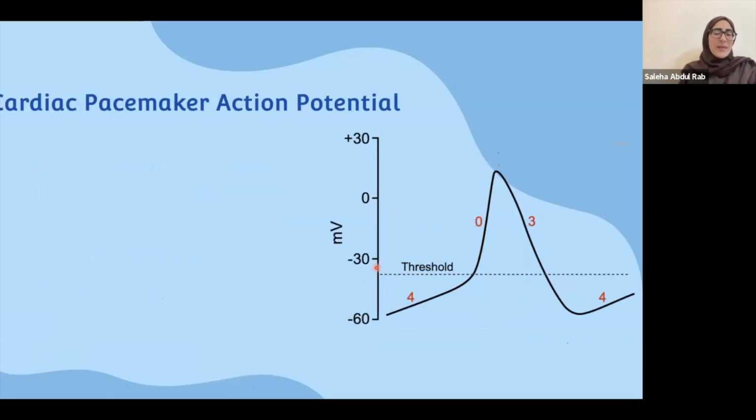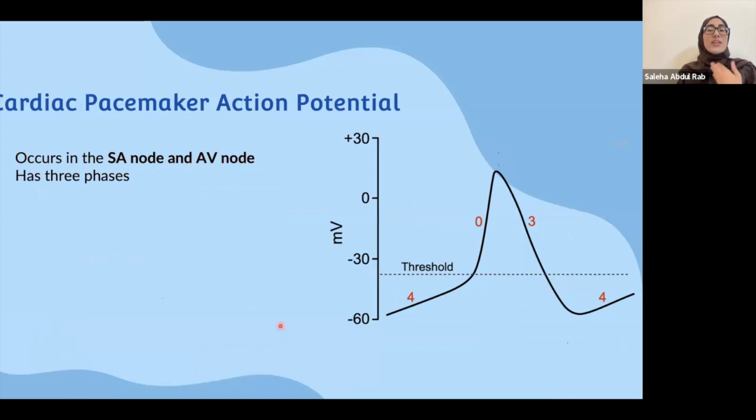This is what it looks like. Immediately you can tell it's very different, but it's not that different. It has some similarities in reality. So first, where is the cardiac pacemaker action potential actually occurring? It occurs in the SA node and the AV node, and it has only 3 phases: phase 0, phase 3, and phase 4. It has no stable phase.